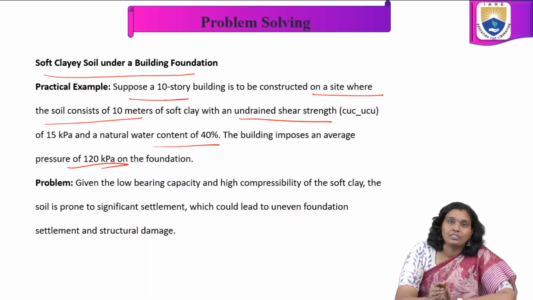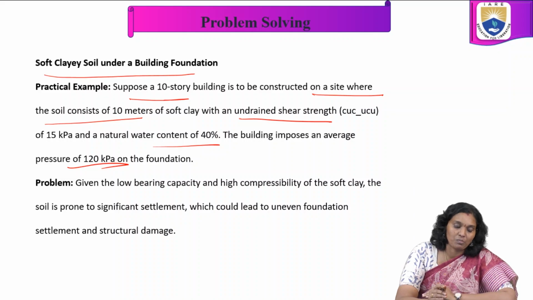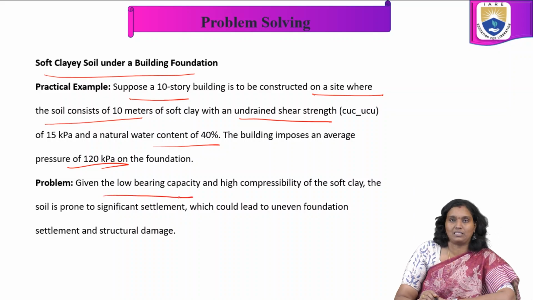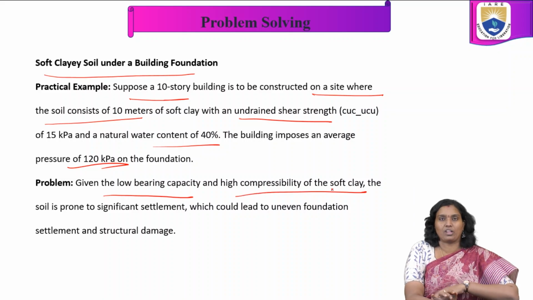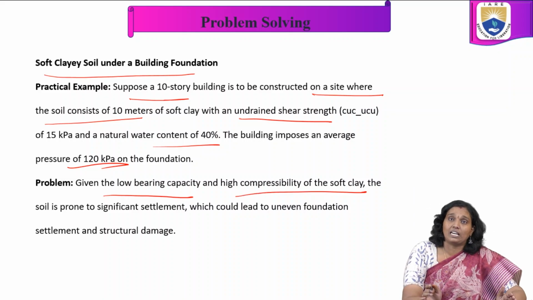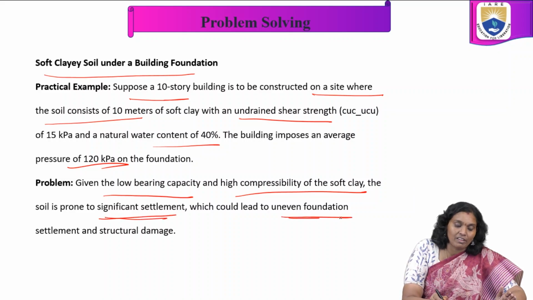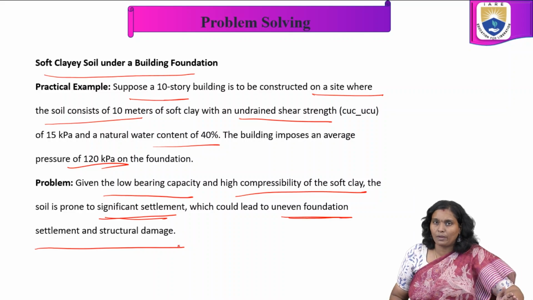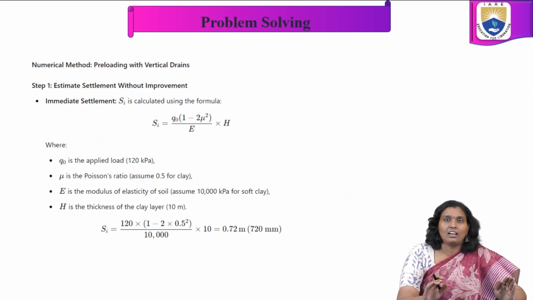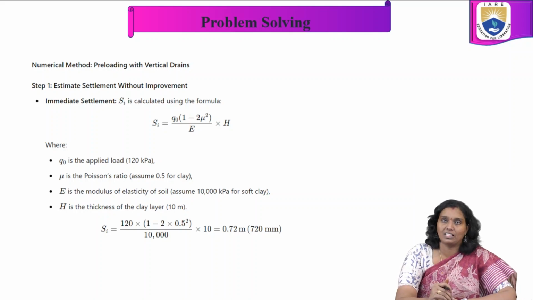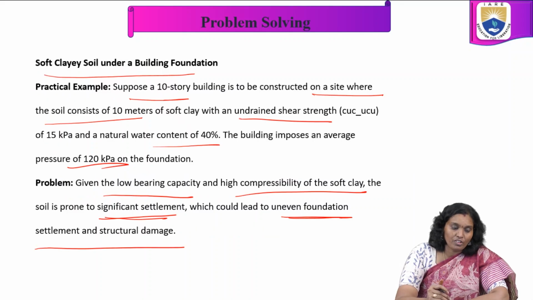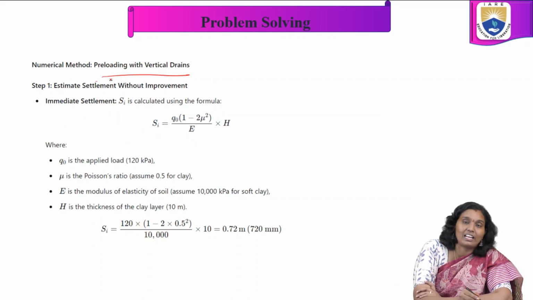So we are understanding such numericals based on the numerical values. What will we do in this kind of problem? The given is the low bearing capacity and high compressibility of the soft clay. There is also a chance of undergoing significant settlement, which could lead to uneven foundation settlements that lead to structural damage. For this problem statement, a step-by-step procedure is involved. The technique we choose is preloading with vertical drains.